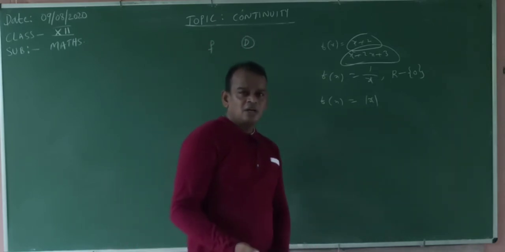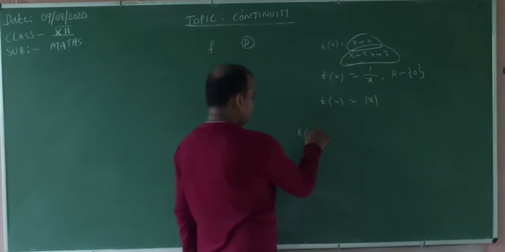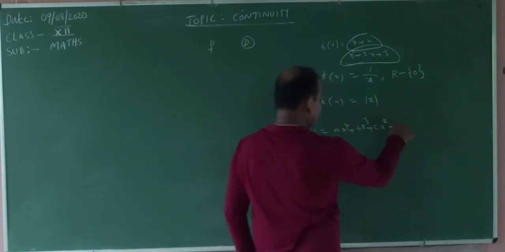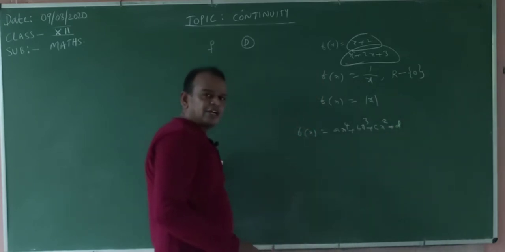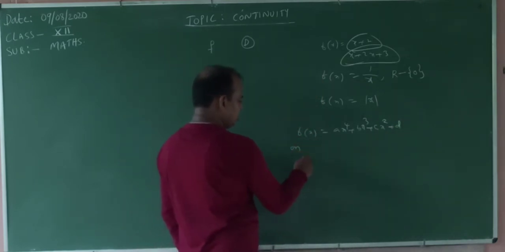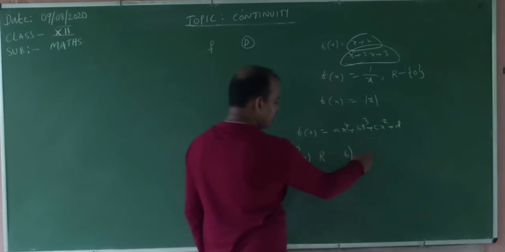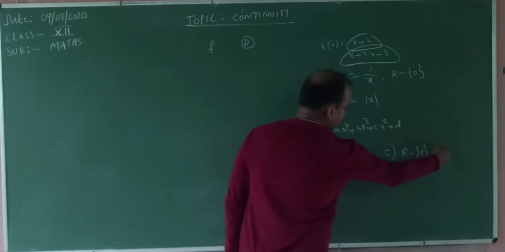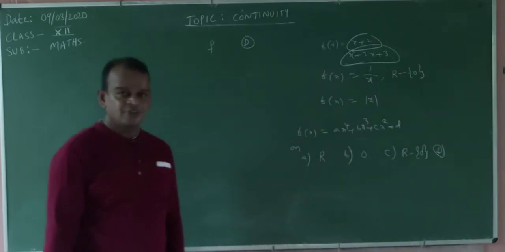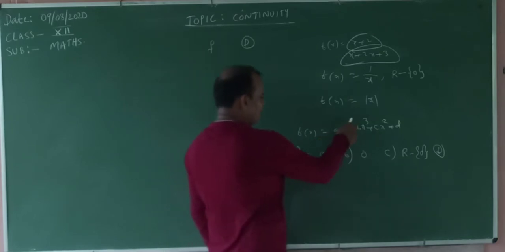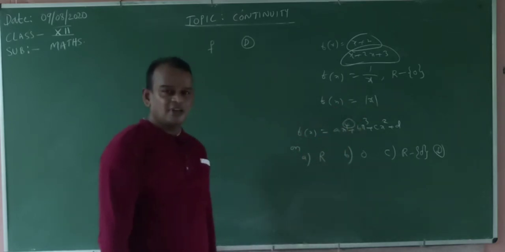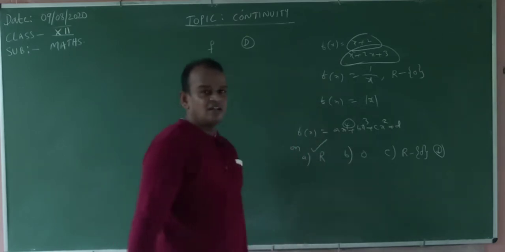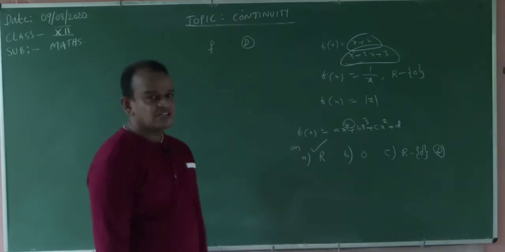Therefore, one question, suppose f of x is equal to ax power 4 plus bx cube plus cx square plus dx plus d is continuous on: option A, on R; B, on 0; C, R minus 0; D, none. This is the question for suppose. This is the polynomial of degree 4. Every polynomial is continuous on the real numbers only. That's why what is the answer? R is the answer.